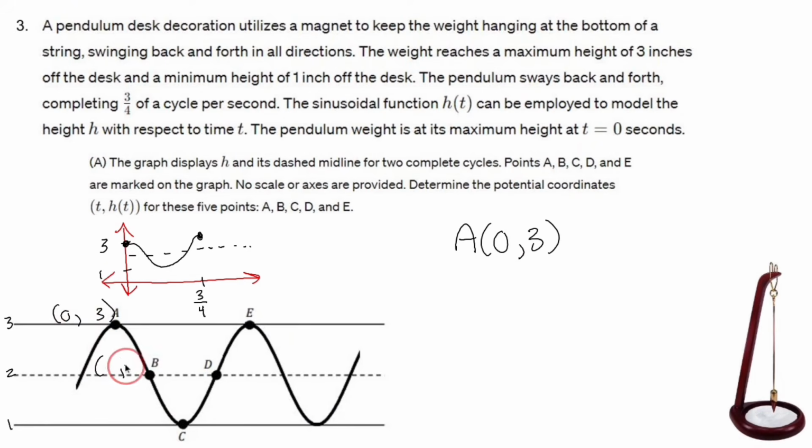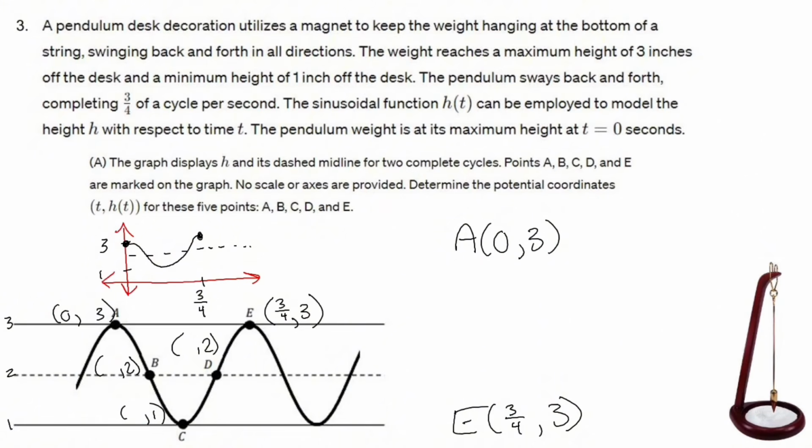B is going to be something, 2. I'll get there in a minute. C is going to be something, 1. I'll get there in a minute. D is going to be something, 2. I'll get there in a minute. And E is going to be 3/4, 3. So that gives me E. Now, if you're like, whoa, 3/4, where did that come from? It completes a cycle at 3/4, which means the period is 3/4.